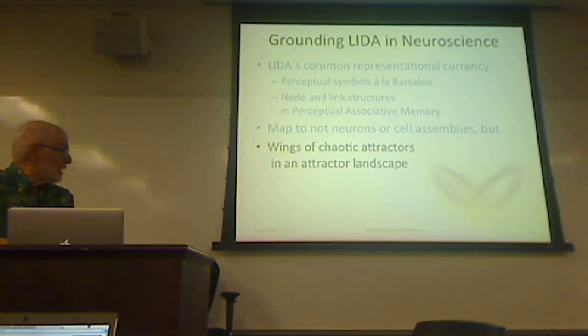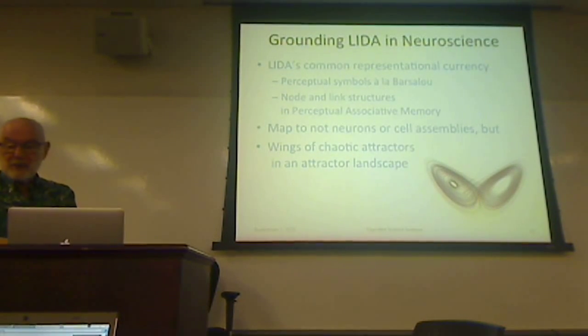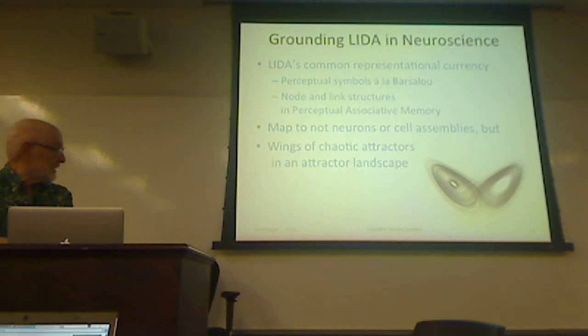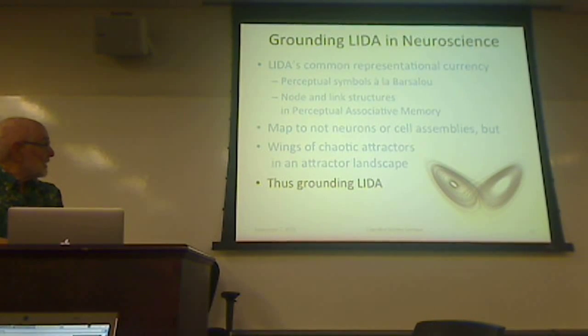I see. And there's a nice picture of one, the Lorenz attractor. What we want to do is to ground these nodes and link structures onto chaotic attractors in an attractor landscape, and that will ground it. But how do we do that? How do we map nodes and link structures down to attractors?